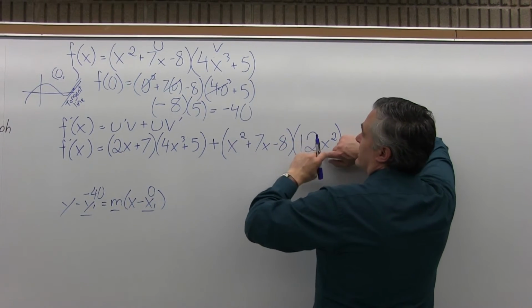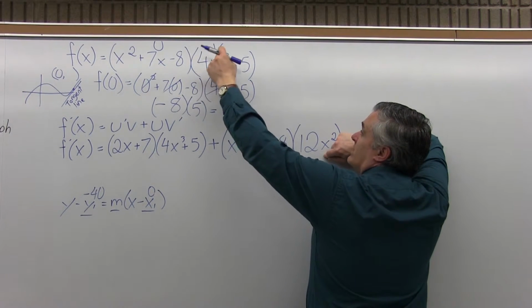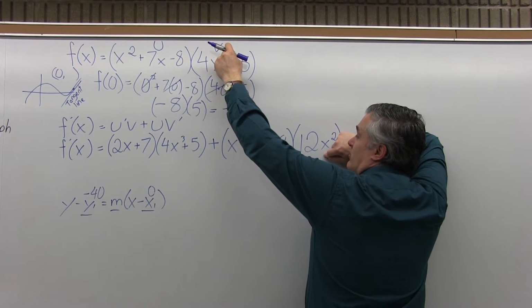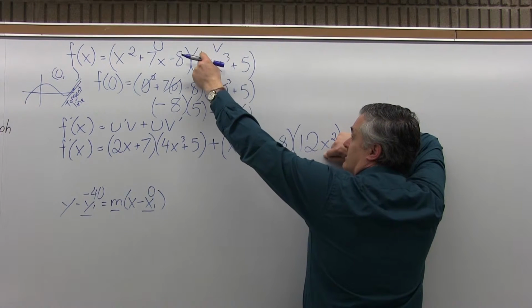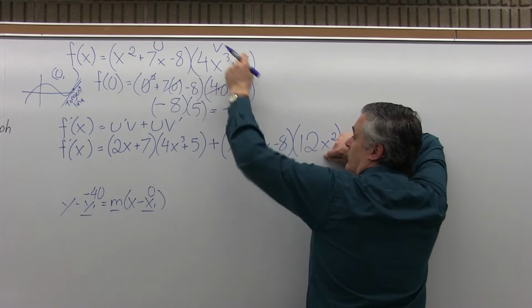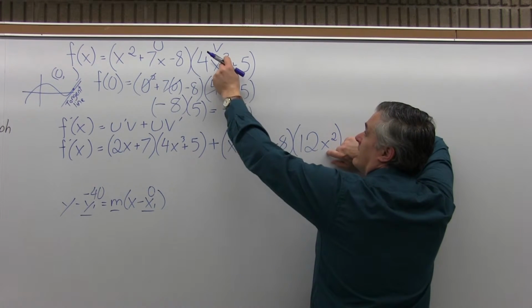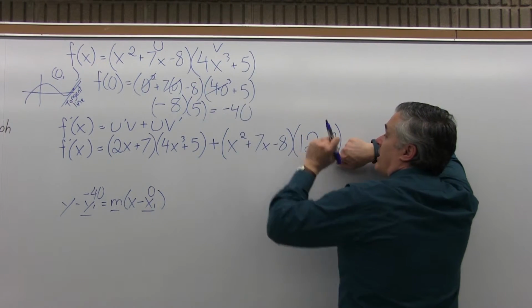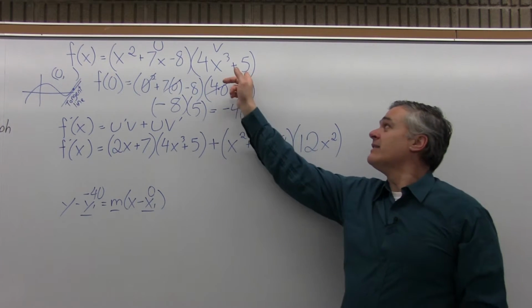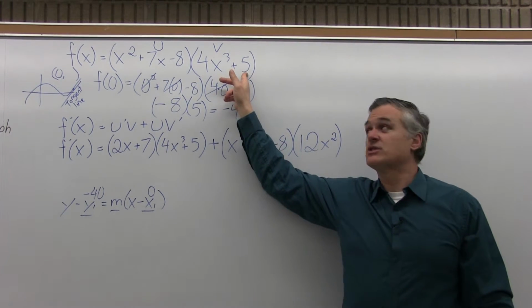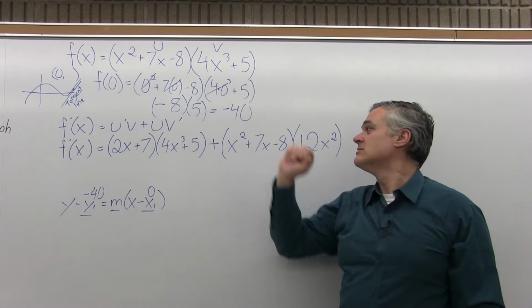And that 12x to the second comes from the 4x cubed. The derivative is the 3. The exponent of 3 comes down times the 4, the number in front. 3 times 4 is 12. x to one less power. That third power drops down to a second power. And the 5, again, has no x with it, so its derivative is 0.